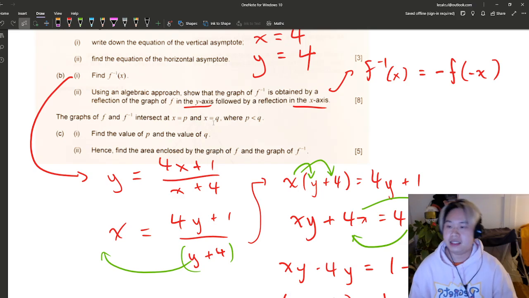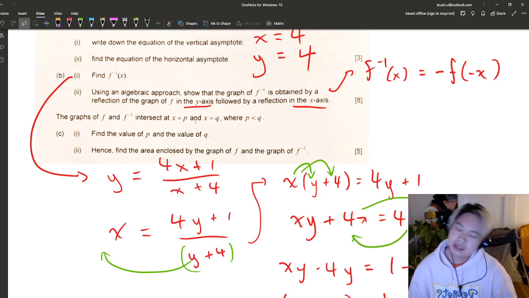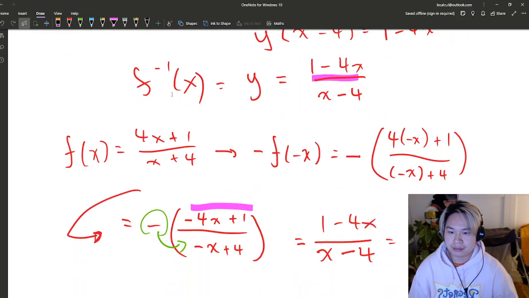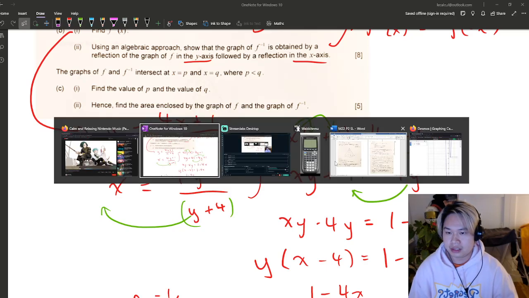Okay, next up. The graphs intersect at 2 points. P is the x value that's less than the other one. Find the value of P and Q. So we can just graph both because we have both functions and find their intersections. So you can use your GDC.